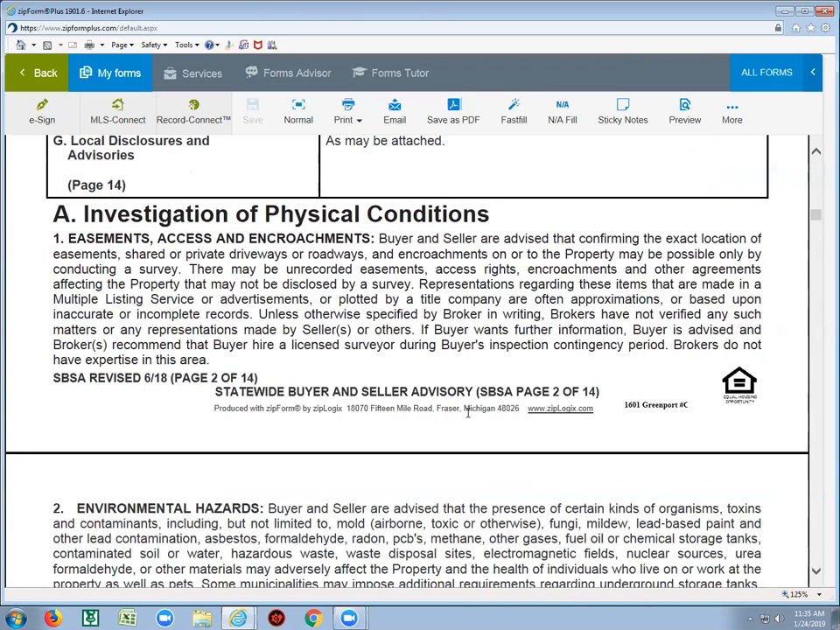Investigation and physical condition. Easement, access, encroachment. Buyers and sellers are advised to confirm the exact location. Easements, shared private driveway, roadway. Encroachment on or to the property may be possible to determine only by conducting a survey. Okay, private driveway or the roadway.